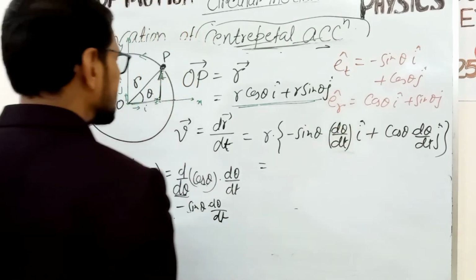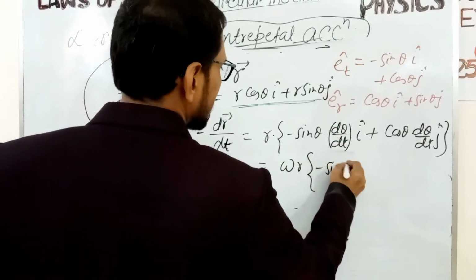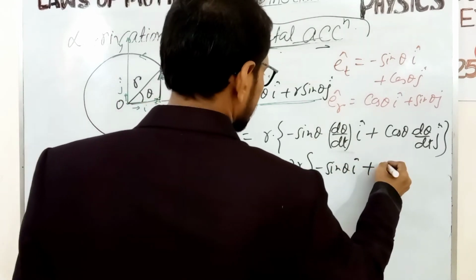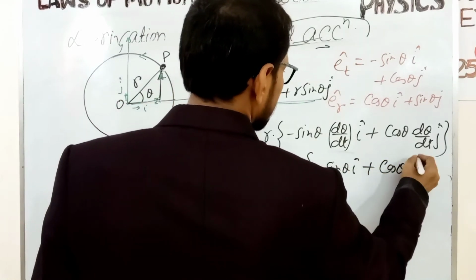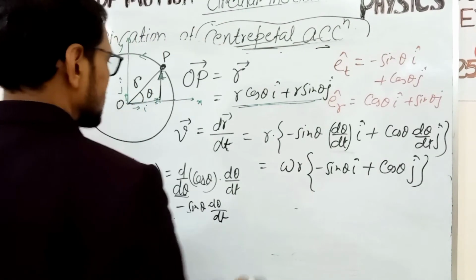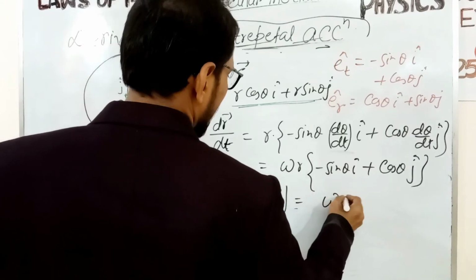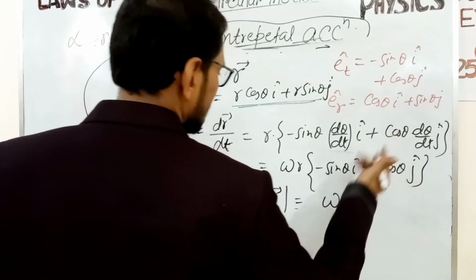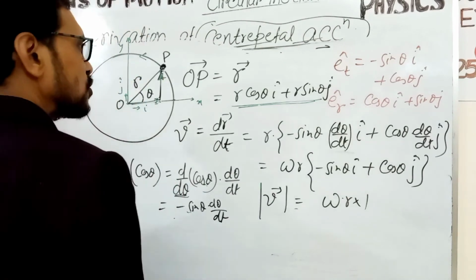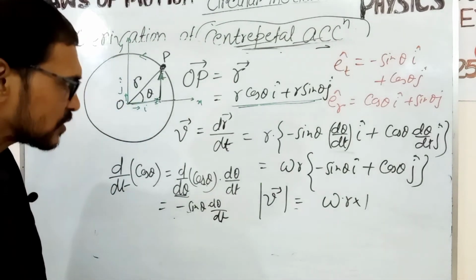Now d theta by dt equals omega, so we get omega r times minus sin theta i plus cos theta j. So now this is the value of this. If we take the magnitude, v equals omega times r, because the magnitude of this unit vector is 1. So v equals omega r is proved by this method.